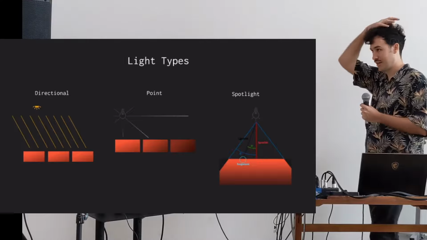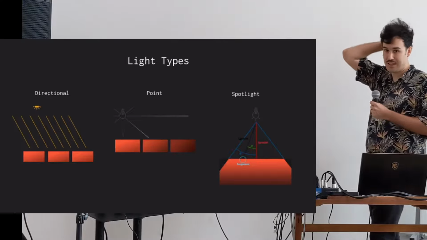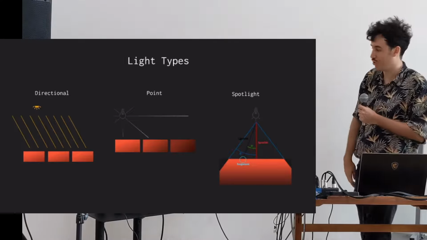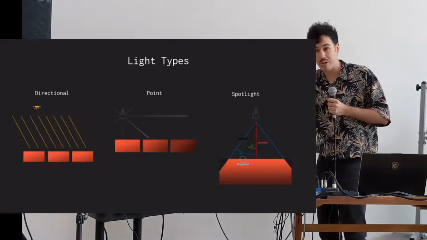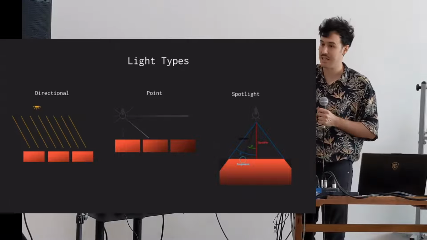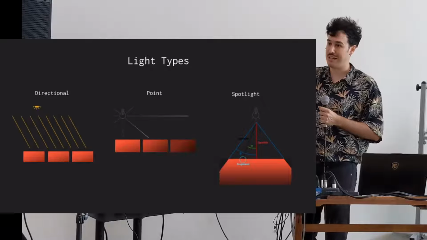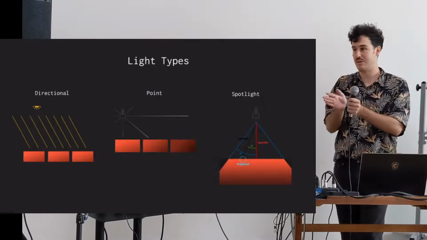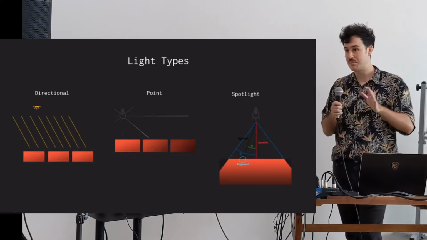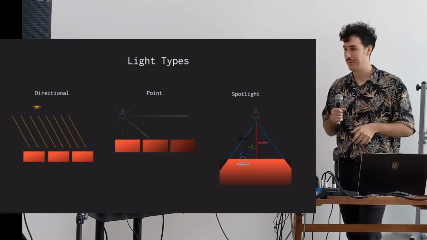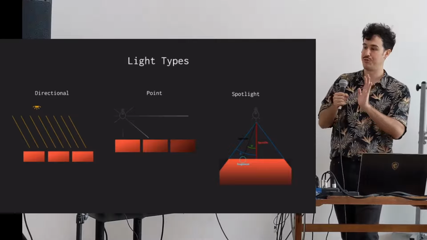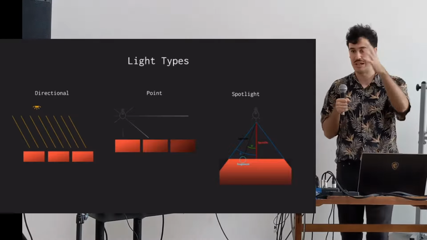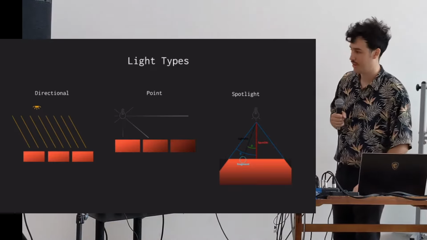Then you have spotlights. A classic example of a spotlight is a flashlight in a first-person shooter game, and that's similar to a point light, except that you're going to truncate the rays based on the angle. So a flashlight is only going to project rays out of itself at a certain angle. So it's very similar to a point light, but you just don't have all those 360 degree rays coming out of it.